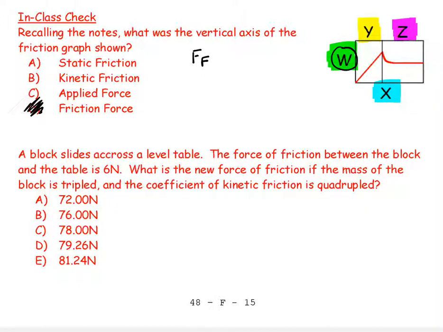A block slides across a level table. The force of friction between the block and the table is 6 newtons.